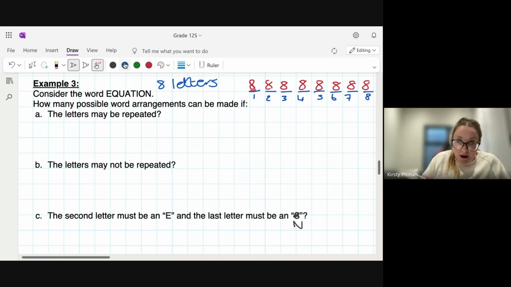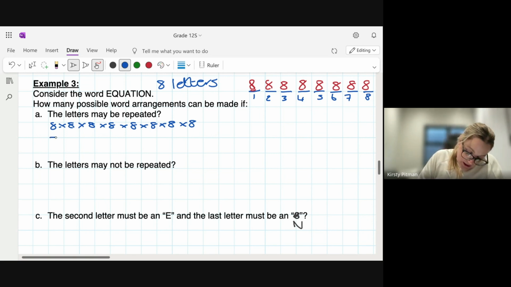So that means that according to the counting principle, I can write it as follows: 8 times 8 times 8 times 8 times 8 times 8 times 8 times 8. So I can write it that way. Or I've got this magical button on my calculator, the power function button. Raising a power to a power. It's the same thing as saying 8 to the power of 8.